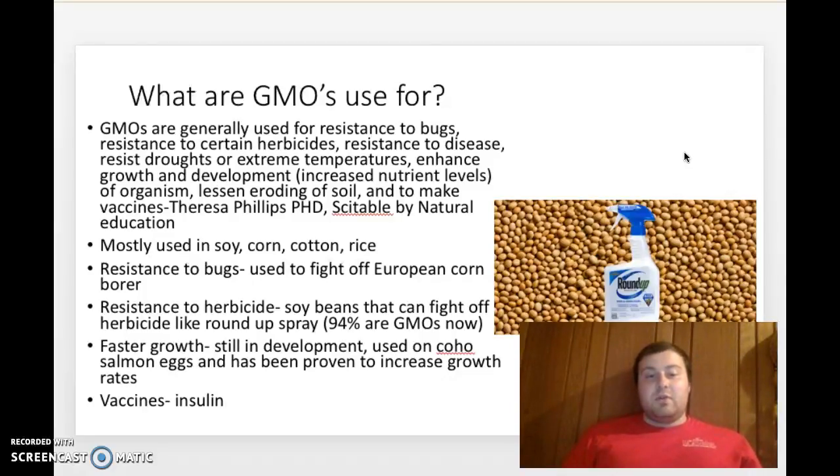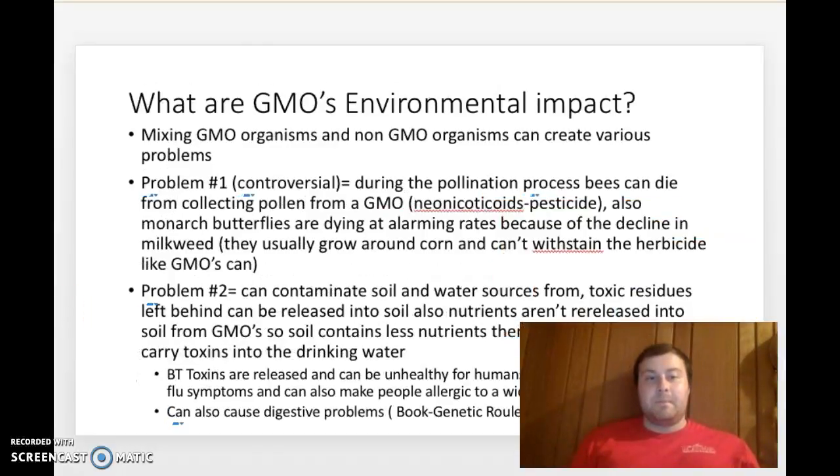The faster growth is an idea that's still in development. It's used on coho salmon eggs and has been proven to increase growth rates by significant levels. And as I mentioned before, vaccines such as insulin are also another way that GMOs help people today. GMOs are pretty controversial. They are known to have a pretty high environmental impact. As I'll be going through this presentation, though, there's two sides to the argument.